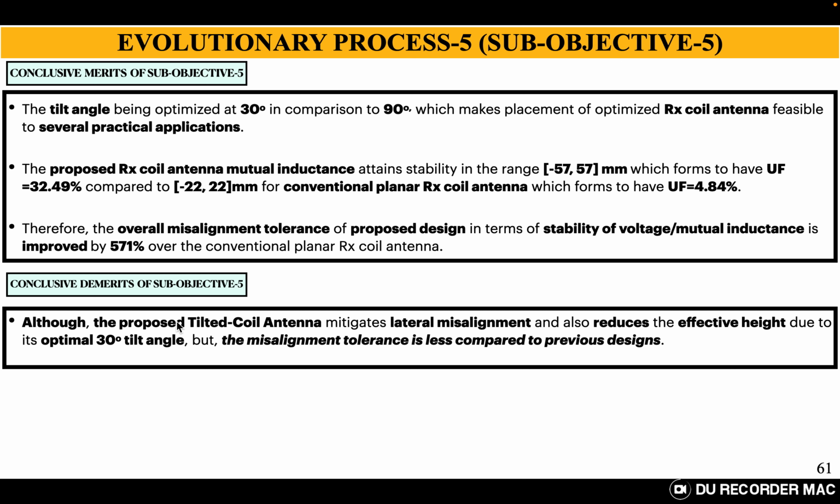The conclusive demerit of this objective is that although the proposed tilted coil antenna mitigates lateral misalignment and also reduces the effective height due to the optimal 30-degree tilt angle, the misalignment tolerance is less compared to the previous designs. Obviously, if you see, it is only 32.49%, which is less compared to what we achieved in the previous design, which is 75%.